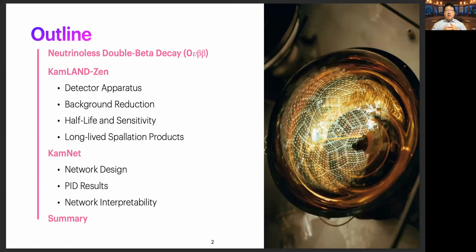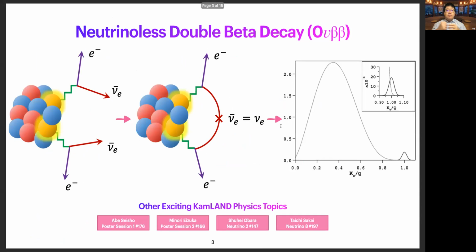Here is the outline of my talk. I will give a very brief review of the neutrino-less double beta decay, or zero-neutrino double beta. And then I will talk about the KamLAND-Zen experiments. Then I will talk about the artificial intelligence powered analysis, KamNet. And lastly, I will give a summary of my talk.